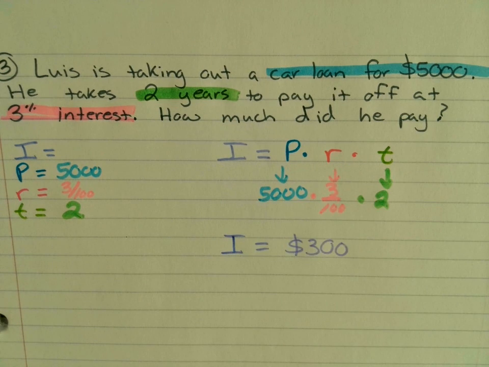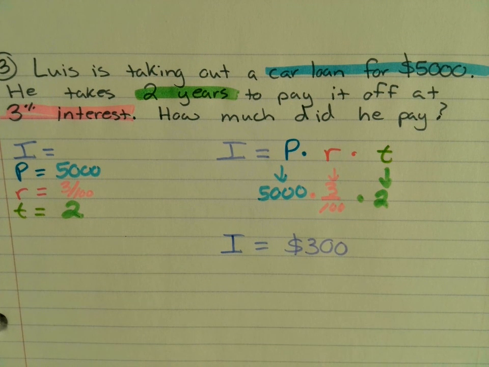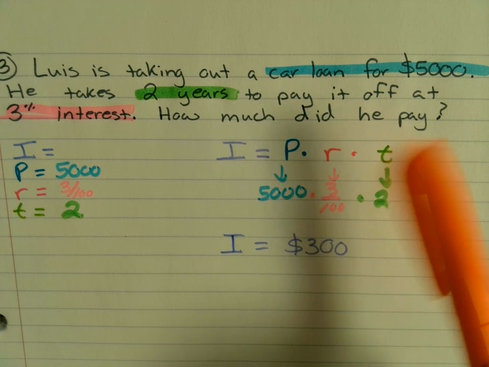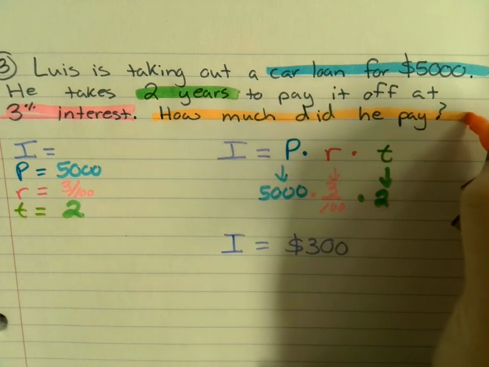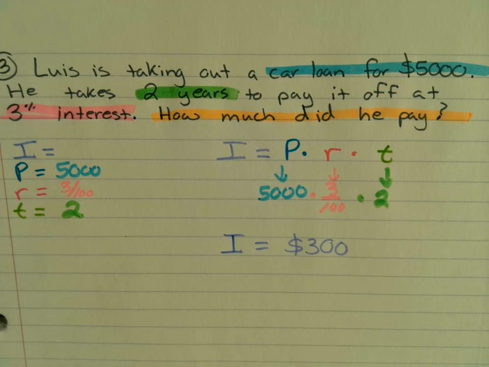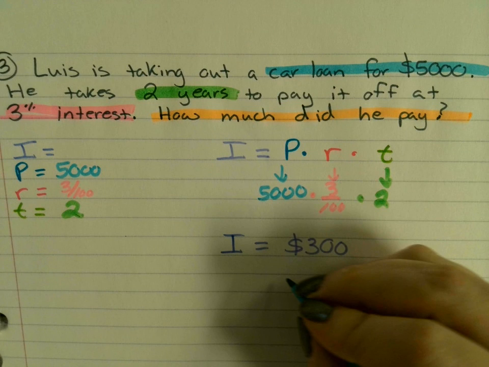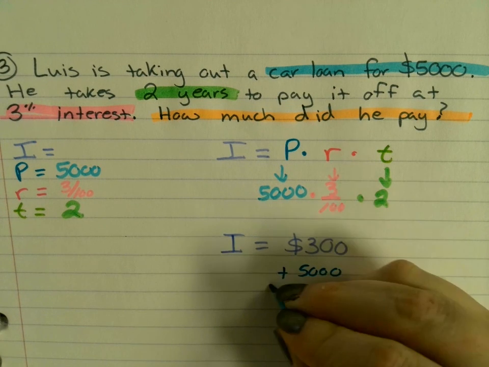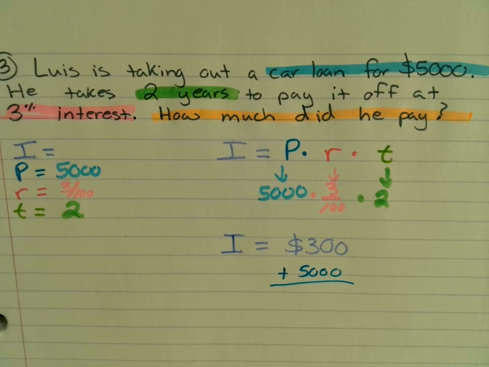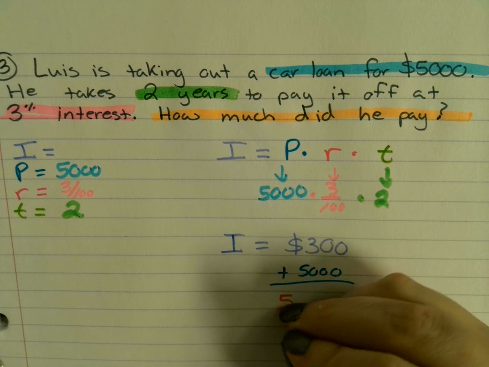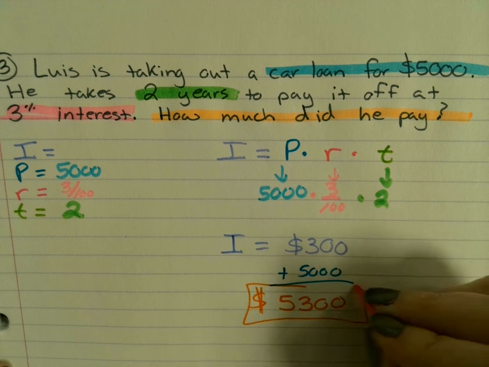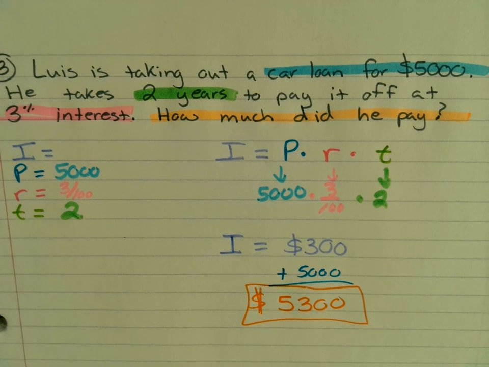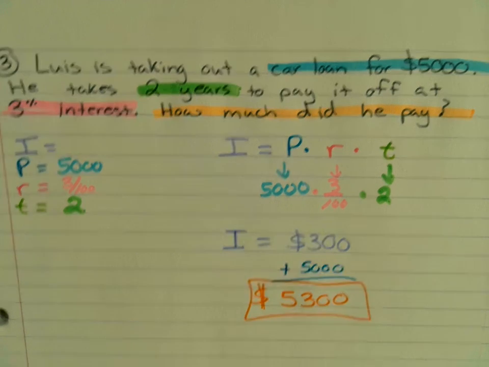Did we answer the question? No, we didn't. In fact, the question asked, how much did he pay? So he had to pay interest and the $5,000, doesn't he? So we're going to add that $5,000 onto it, and his interest and $5,000 together is $5,300 is how much he paid back. Make sure you know the difference between whether they're asking for interest or asking for the total amount.